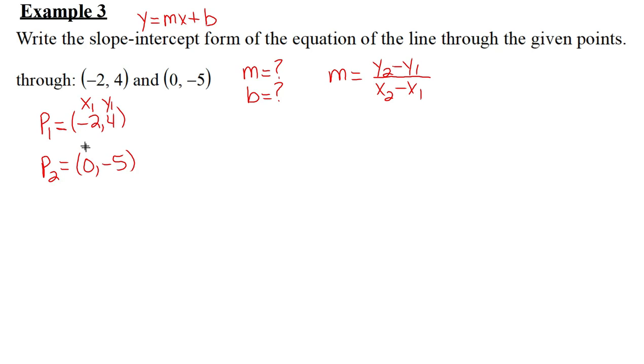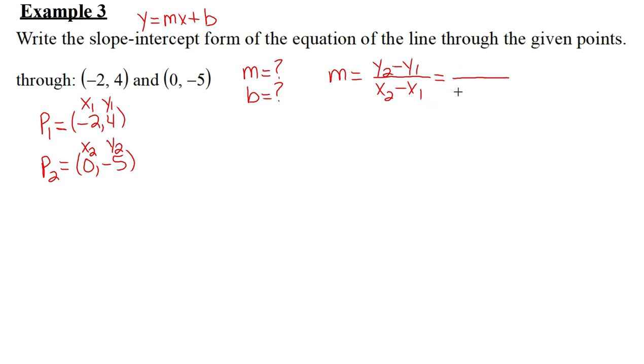Now in the second ordered pair, (0, -5), the 0 is my x-coordinate, and the -5 is my y-coordinate. Now since we are talking about this being point 2, 0 is going to be x2, and then -5 is going to be y2. Now that I've labeled all these values for x1, y1, x2, y2, I can now plug them into my slope equation to find out what the slope is.